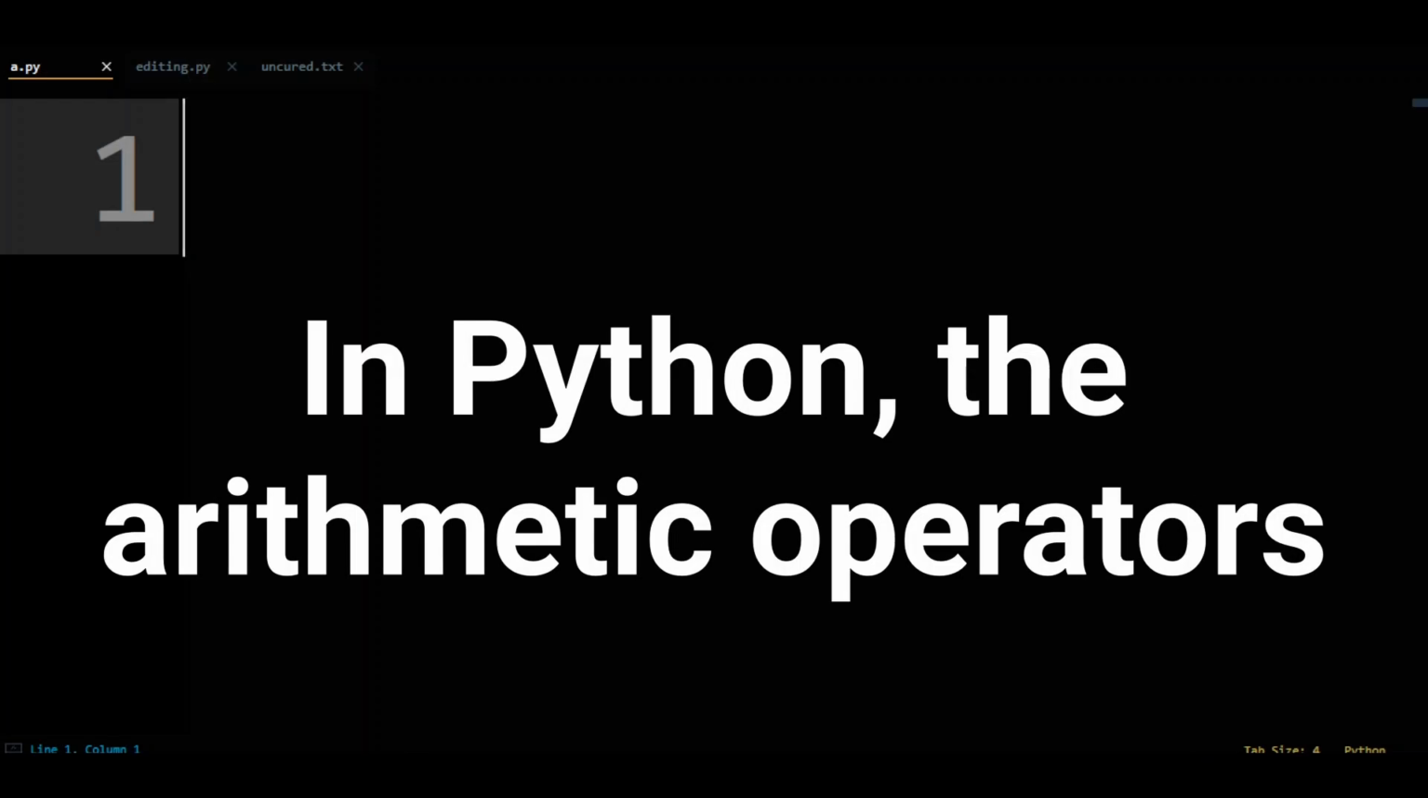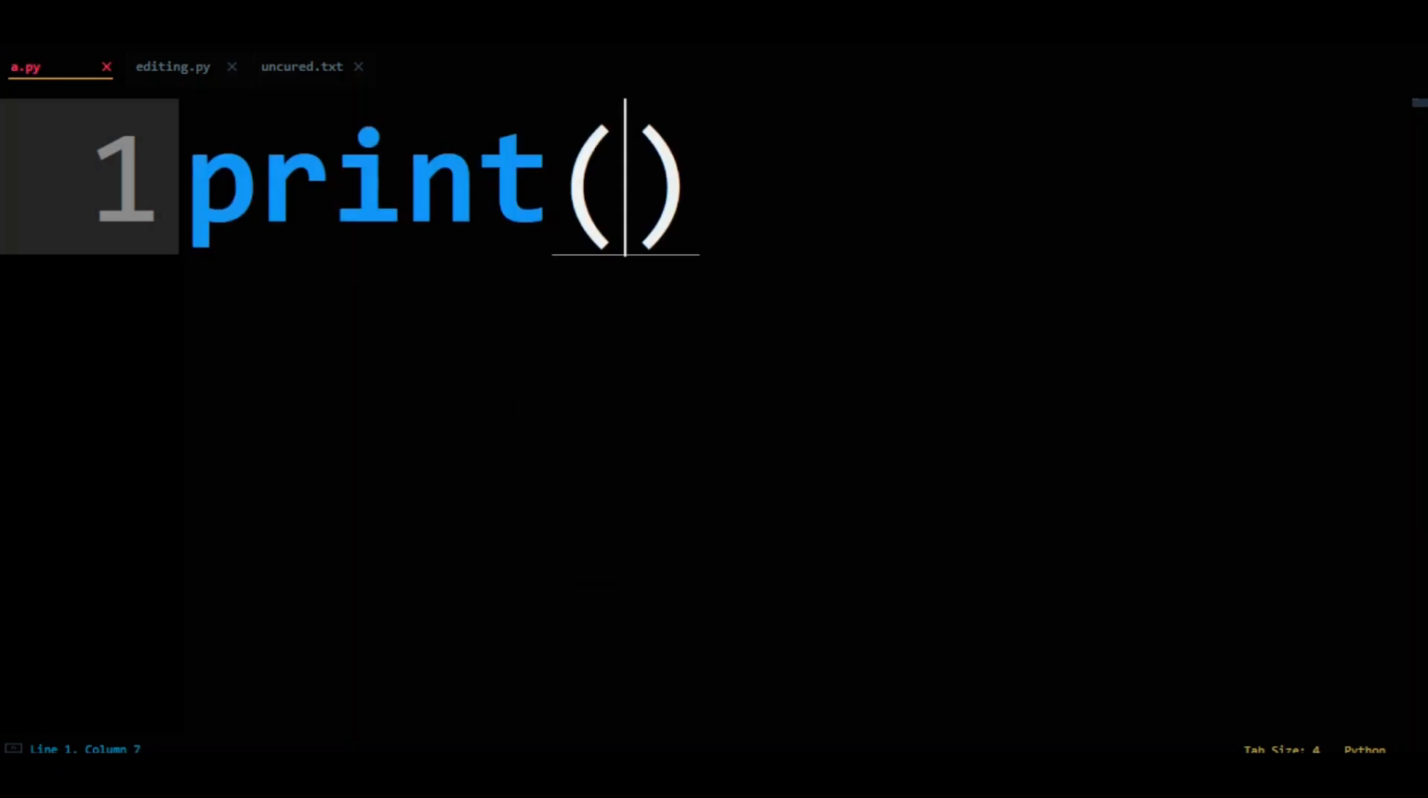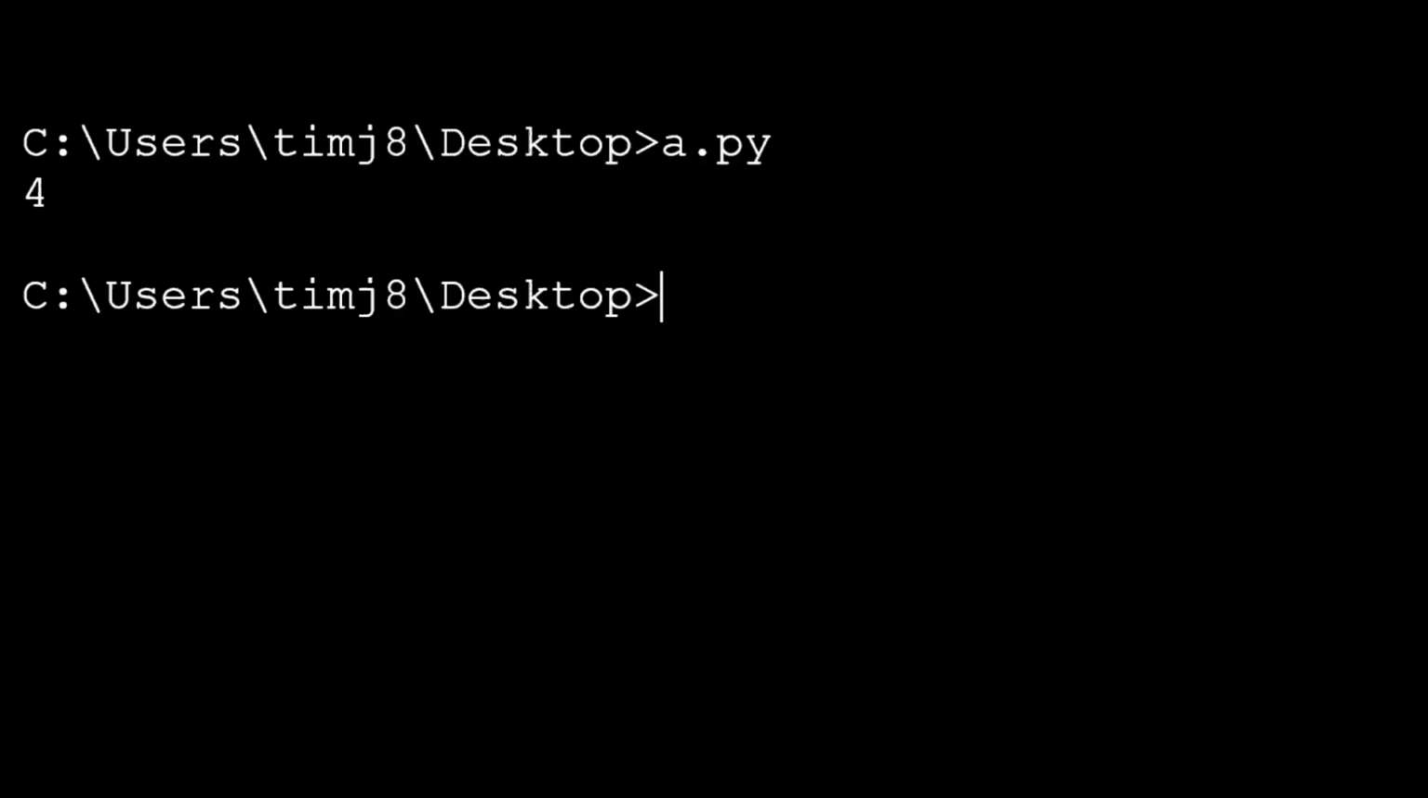In Python, the arithmetic operators are the operators that do math with numbers. Let's start off with addition. Print 1 plus 3. If we run the code, you'll see 1 plus 3 is 4. Nothing too fancy about this.